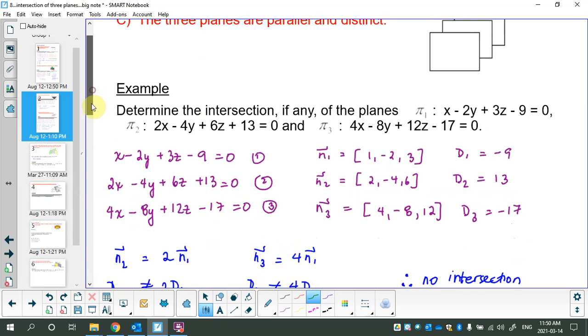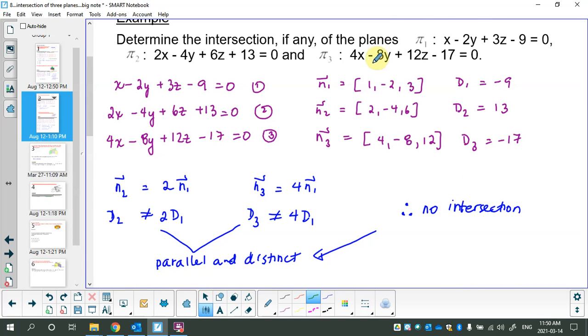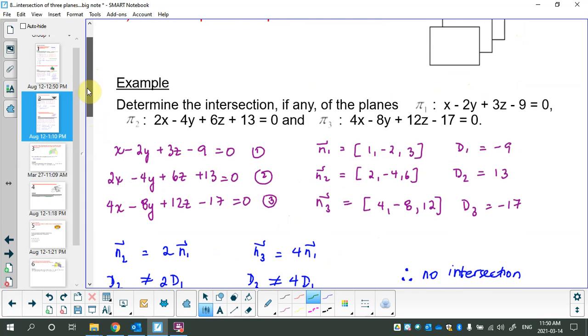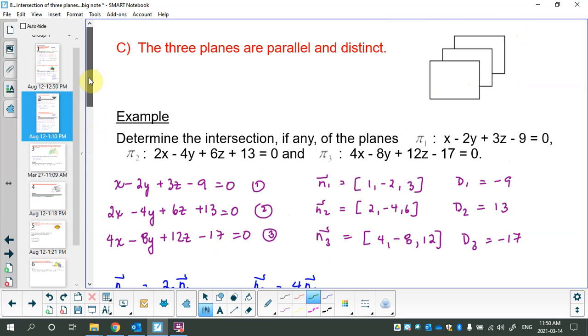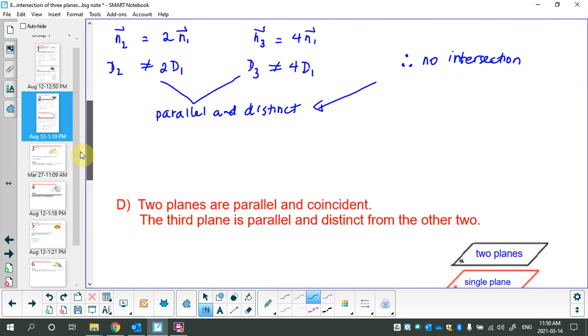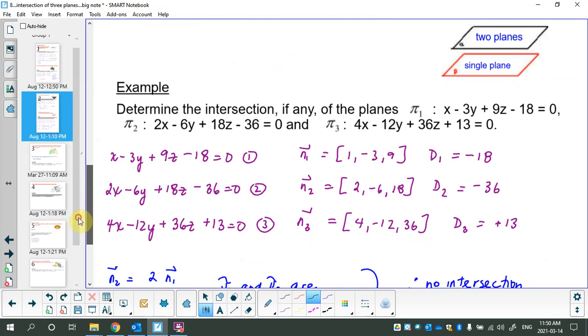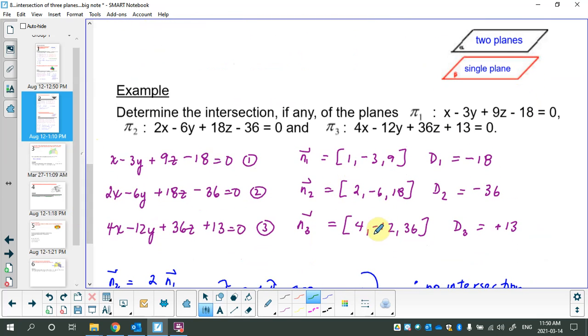In C, there was a pattern to be found. The normals were all scalar multiples. The D's were not. That meant all 3 of them were like this, stacked, but with space in between. So there was no meeting point or meeting line or meeting at all of these 3 planes. Again, pattern. And then this one, 2 of the 3 were identical and the third was not. So again, you had no intersection.